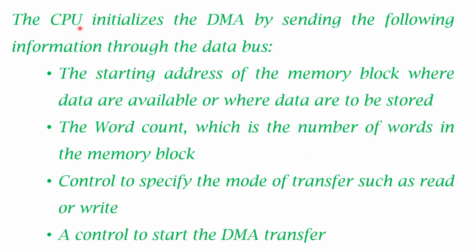The CPU initializes the DMA by sending the following information through the data bus. The first one is the starting address of the memory block where the data are available or where the data are to be stored. Second, the word count, which is the number of words in the memory block. Third, a control to specify the mode of transfer such as read or write. And the fourth is a control to start the DMA transfer.